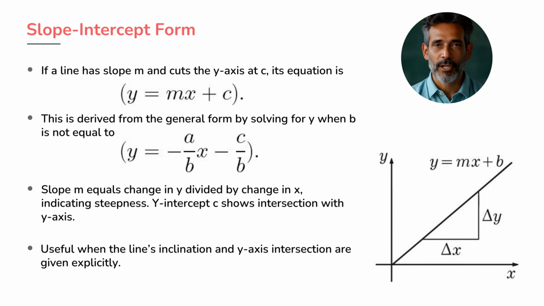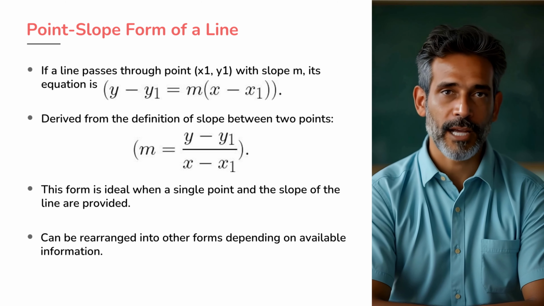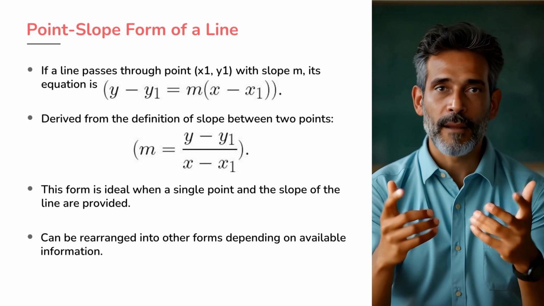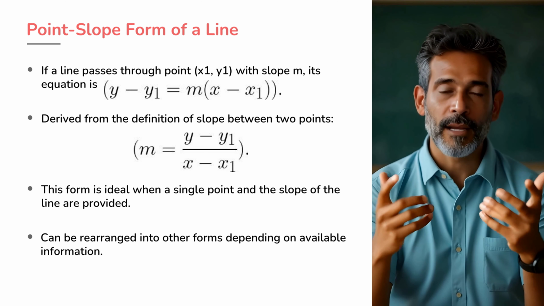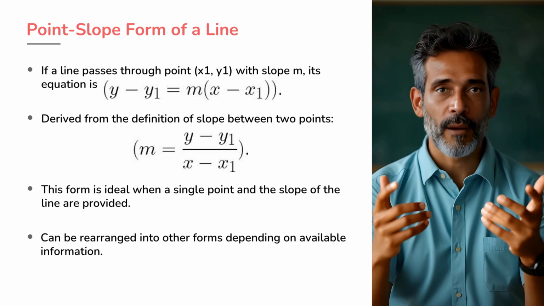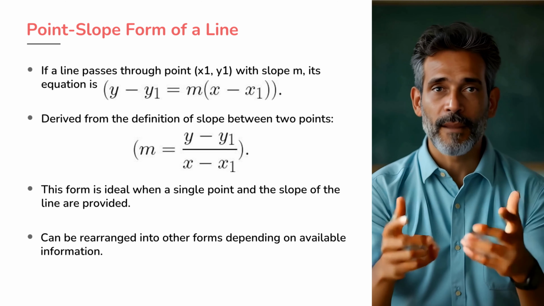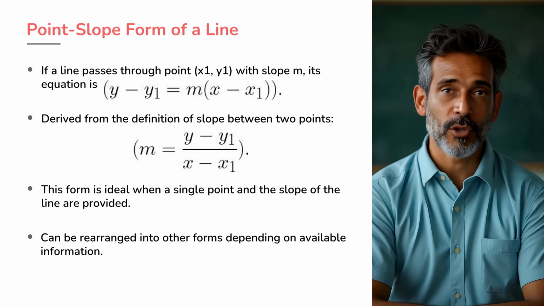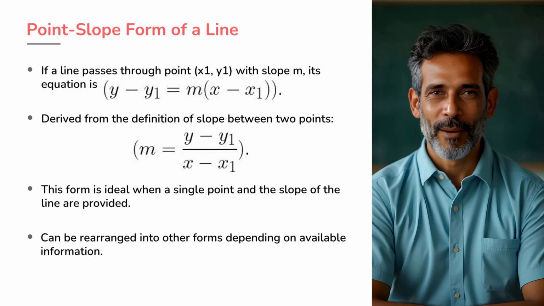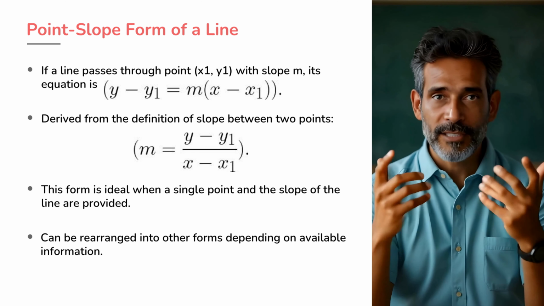This form is especially useful when we know both the inclination of the line and a point where it meets the y-axis. If a line passes through a point with coordinates (x1, y1) and has slope m, then its equation is y - y1 = m(x - x1). This comes directly from the definition of slope between 2 points: m = (y - y1)/(x - x1).